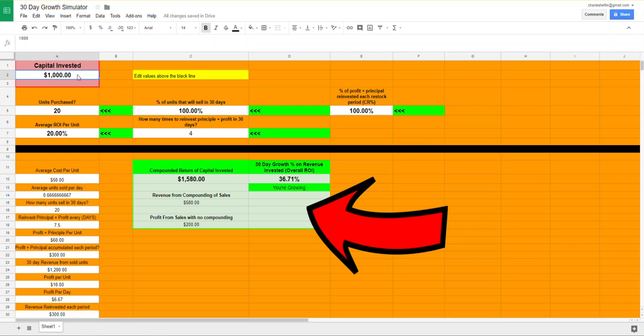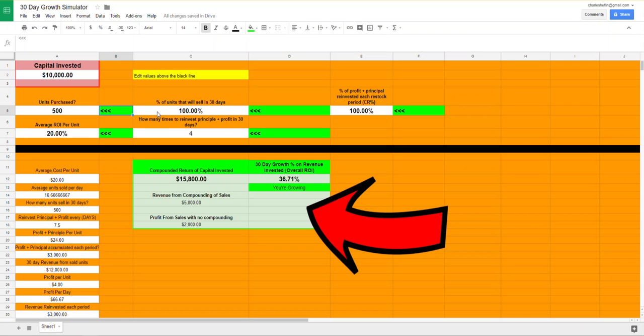So first field that we need to edit is capital invested. Let's say that we invest 10,000 into product, and let's say that that $10,000 bought us, say, 500 units. So we can see their average cost per unit is $20, and then all the numbers down here change respectively. Average ROI per unit, let's say 20%, which is decent.